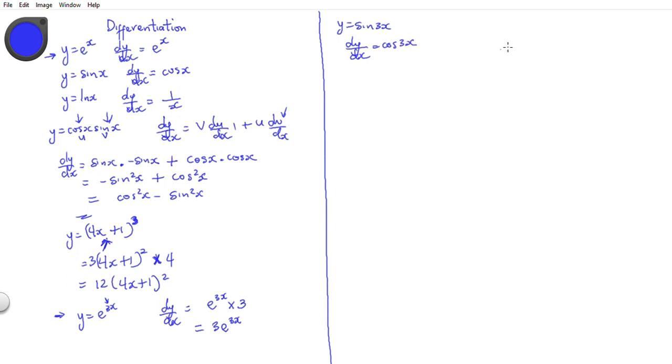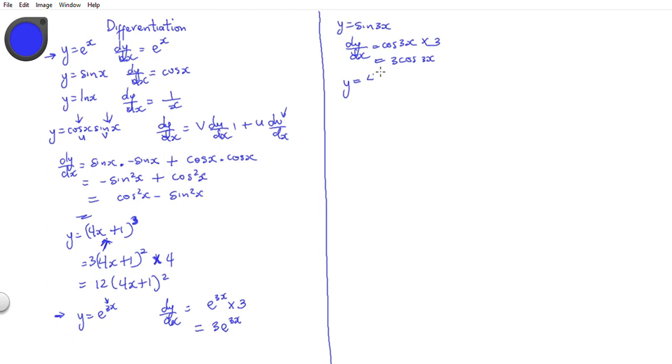Cos x. Now, because there's an inner function, differentiate the inner function itself, and the derivative of 3x will give us 3, then times 3 cos 3x. Yeah, we are advancing. Now let's go to the next one.